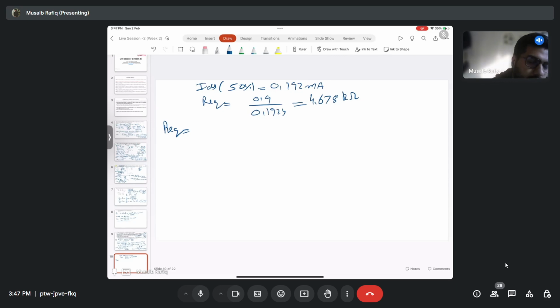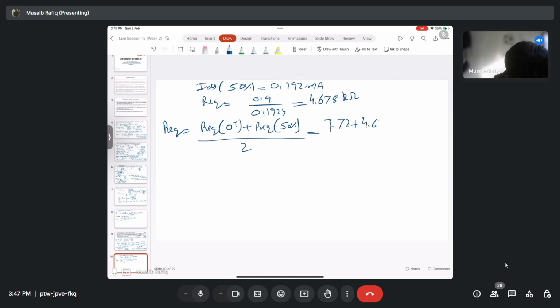Now the total R equivalent is basically the average of the two resistances, that is R equivalent at 0 plus and R equivalent at 50%. So it is R equivalent at 0 plus plus R equivalent at 50% divided by 2. So it is 7.72 plus 4.678 divided by 2. It comes out to be 6.2 kilo ohms.